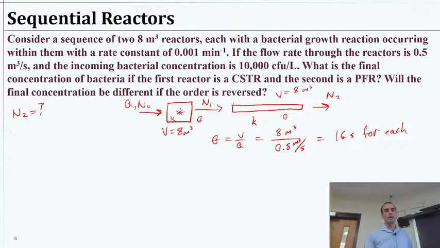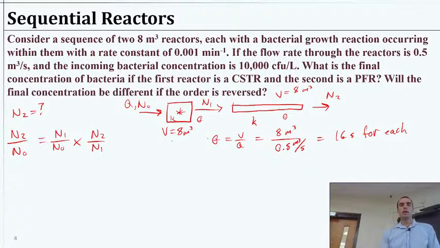We know that we can do the thing we were just talking about, and N2 over N naught should be the same thing as N1 over N naught times N2 over N1. And so we can derive equations for each, right? And this is a growth reaction. We haven't done much of those yet. So we could say mass balance on CSTR. We're going to assume this has reached steady state.